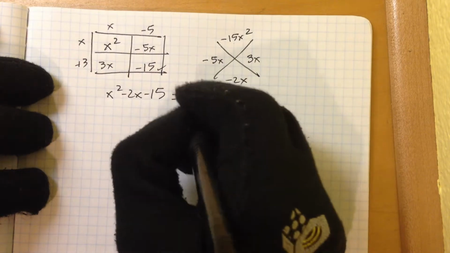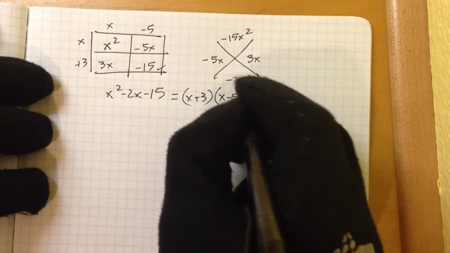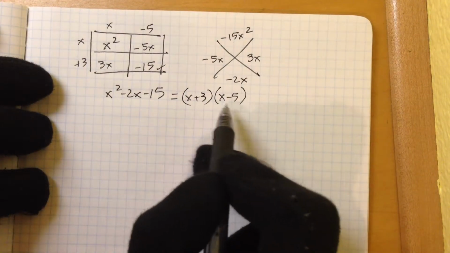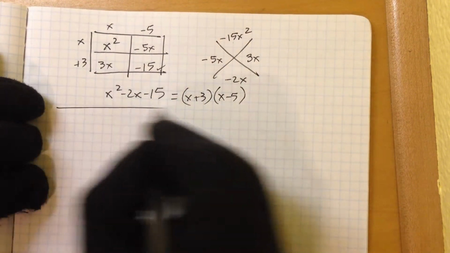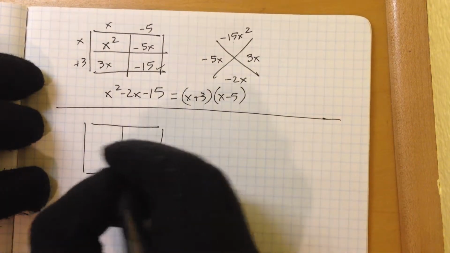So my factors, x plus 3 times x minus 5. That is the product, the multiplication. There is my sum. I have a couple more here.